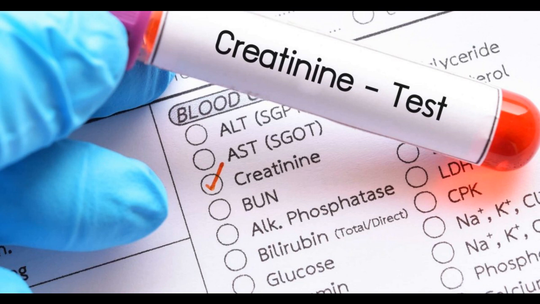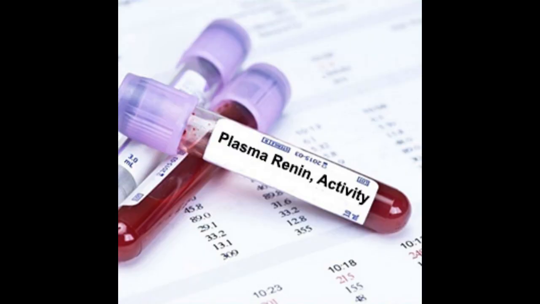Next is creatinine clearance. It is a 24-hour urine sample compared with the creatinine level in your blood. Next is the renin level. It is done to find the cause of high blood pressure.